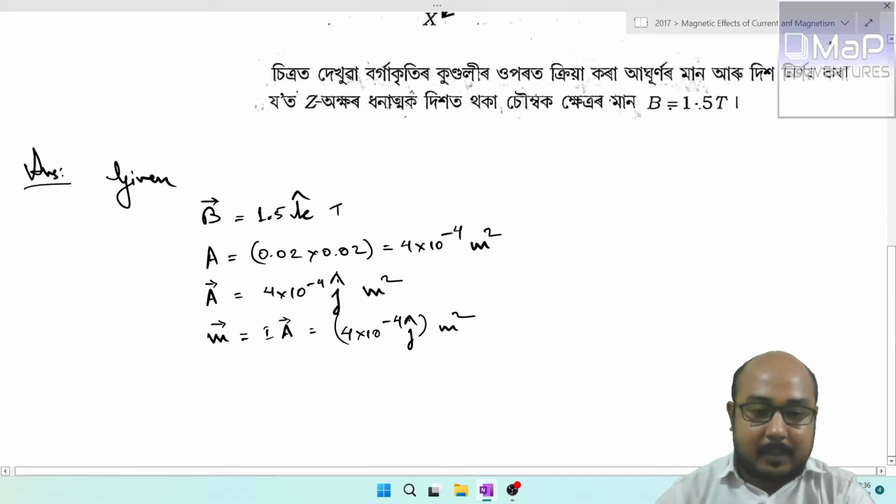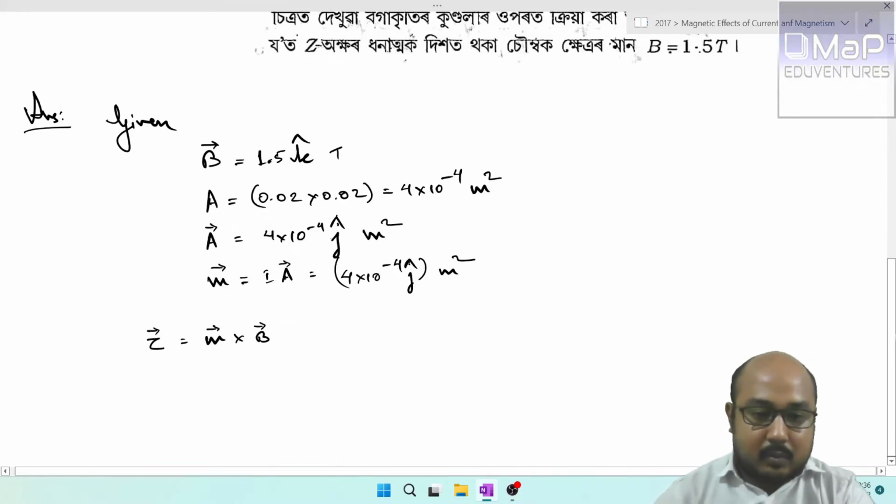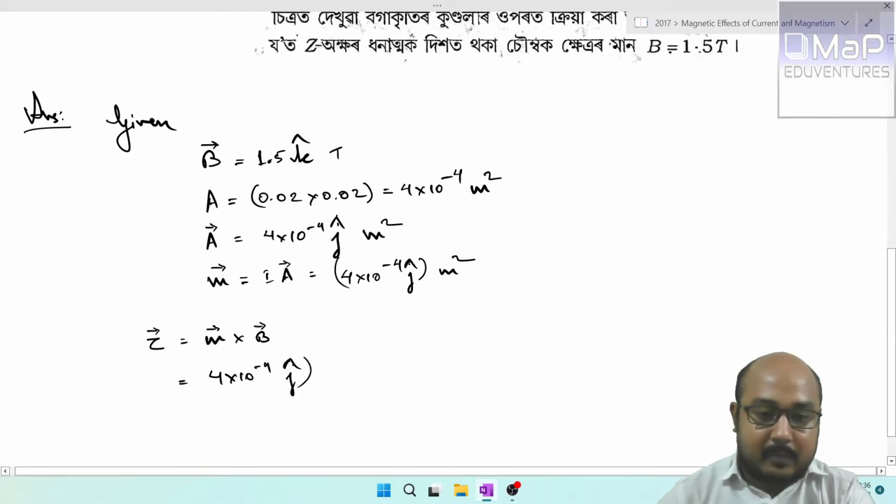So etia amak torque direction to uliabo lage. Torque direction to uliabo etia ami vector form ot uliabo lagibo. Tau is equal to m cross B. Okay, so I have both m and B in vector form. Ami 4 into 10 to the power minus 4 j cap times cross 1.5 k cap eneka likhilu.